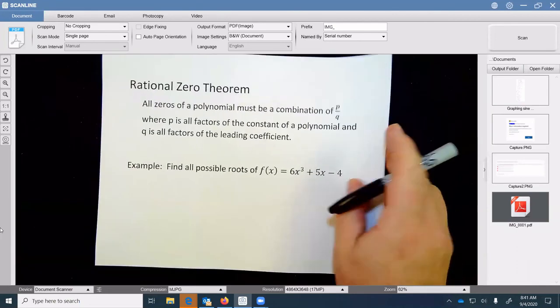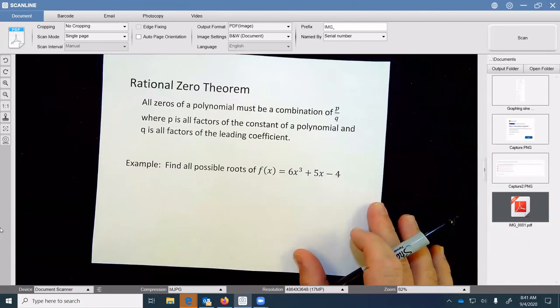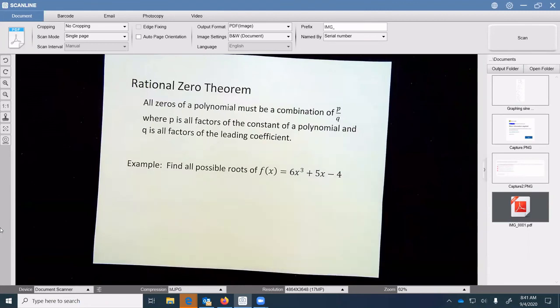The rational zero theorem says that all zeros, if it's a zero of a polynomial, it has to be a combination of P over Q, where P is the factors of the constant and Q is the factors of the leading coefficient. I'll let you write that a second, then I'll explain it.